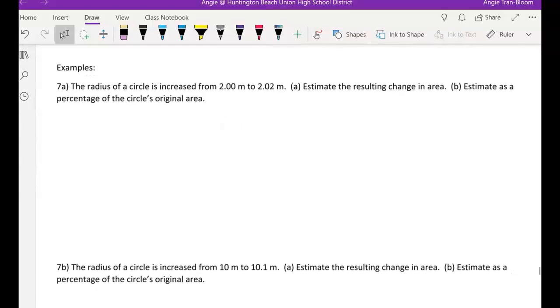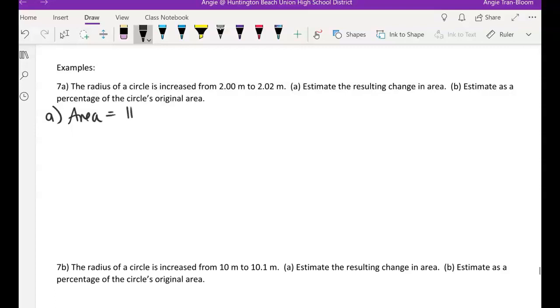Example 7a. The radius of a circle is increased from 2 to a small increase of 2.02 meters. Part A. Estimate the resulting change in the area. Estimate as a percentage of the circle's original area, which is good to know, right? If you move the radius 0.02 of a meter, I would like to know the actual number and what percentage is that, okay? So first, we might want to find the area.